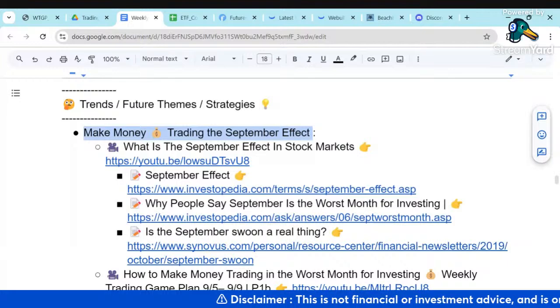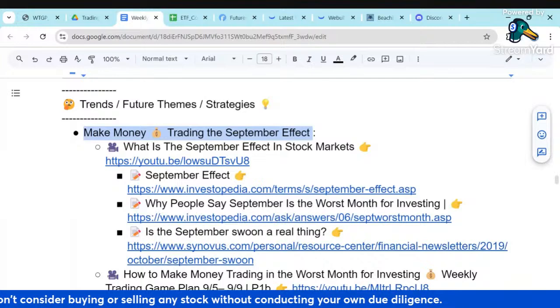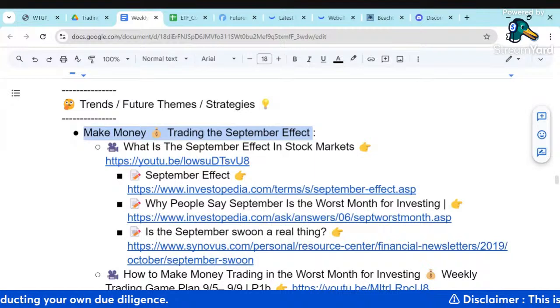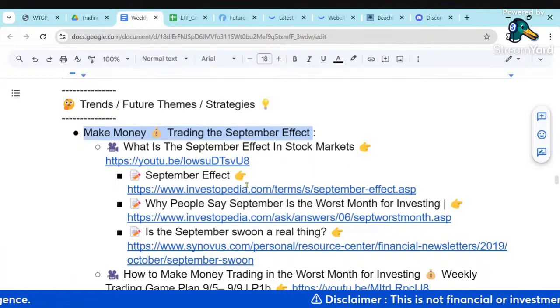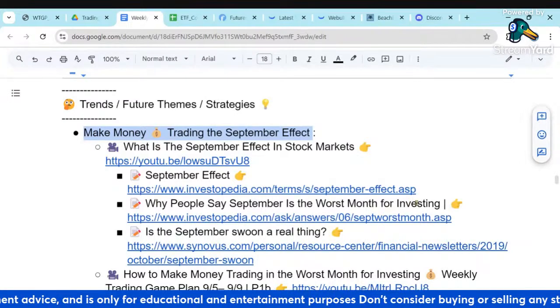Again, our theme for this week is making money trading the September effect. If you're not familiar with what the September effect is, I added the link to the Investopedia article that describes it. We talked about this last week as well. Seasonally, September is the weakest month of the year. This article talks about some of the reasons behind that, the justification. I also added some articles that we've referred to previously on why people say September is the worst month. Is the September swoon a real thing?